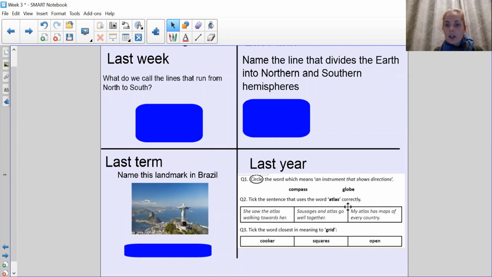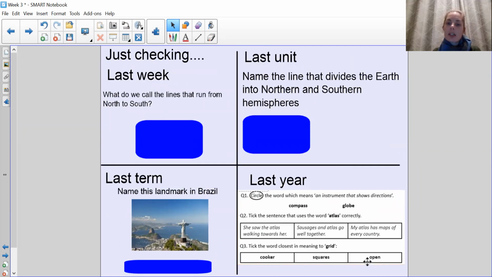Tick the sentence that uses the word atlas correctly. So you can just choose sentence 1, 2, or 3. And again, just write the word which is closest in meaning to grid. Okay, so if you can please pause the video now and write that down, and then we can go through the answers together. Super, let's see how well you did.